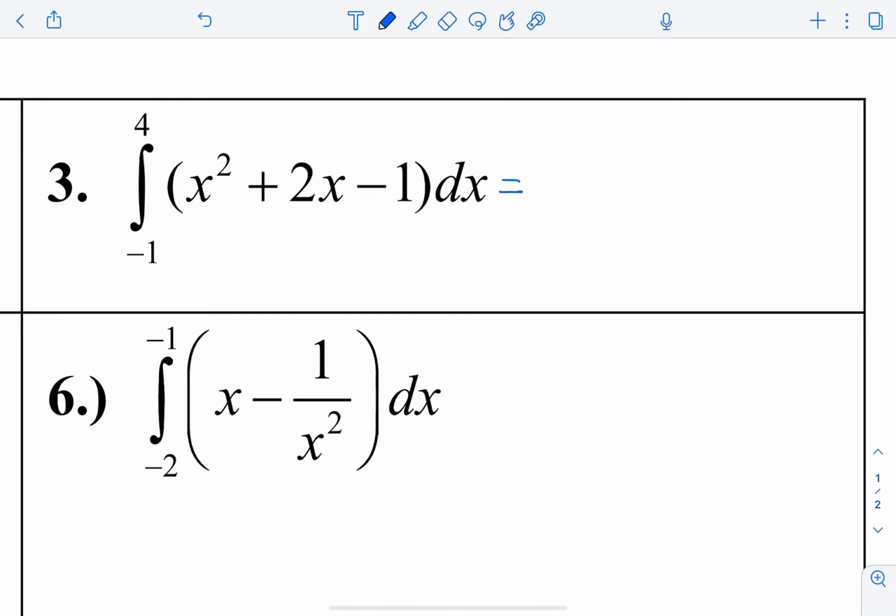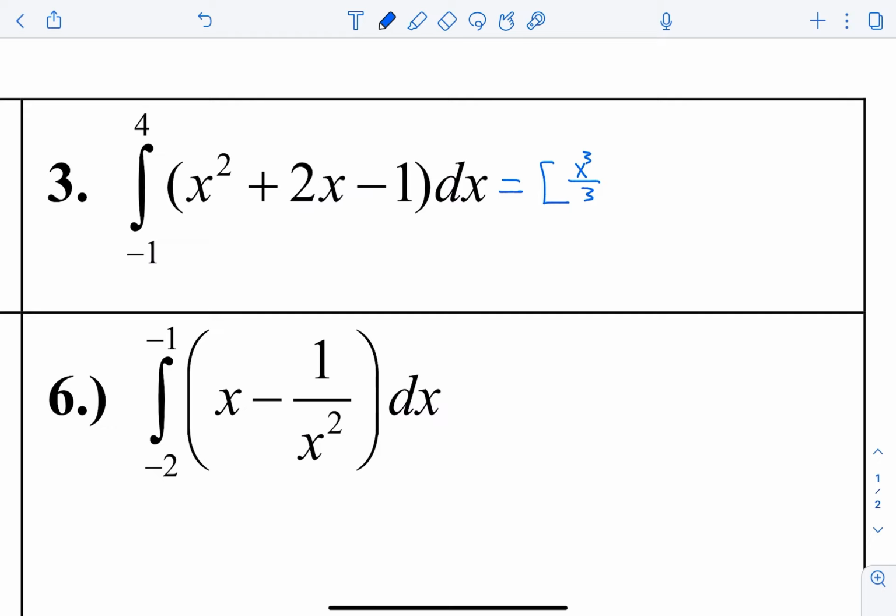So to do this, we have to take the antiderivative of each term. We can do this separately. So x squared, the antiderivative of that, you add 1 to the exponent, so that's x to the third, and then we divide by the exponent. So that's x to the third over 3.